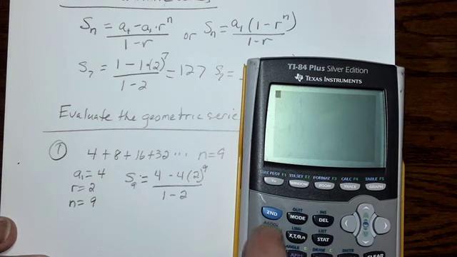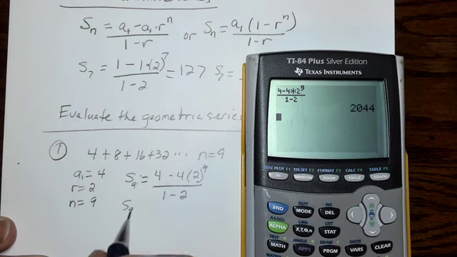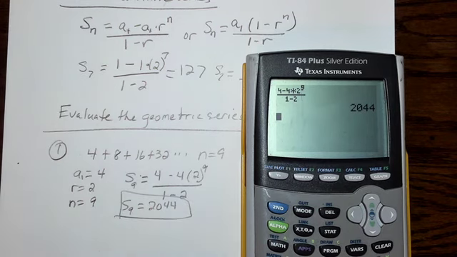Again, it's just a matter of taking your calculator. We're going to make a fraction. On the top, we go 4 minus 4 times 2 raised to the 9th, over 1 minus 2. The answer is S of 9 equals 2044. And there's your answer.